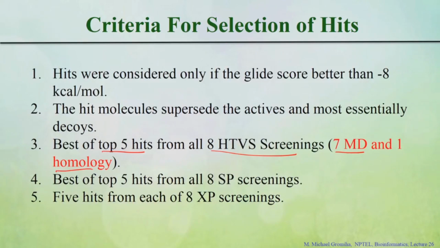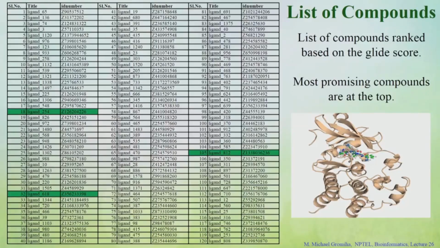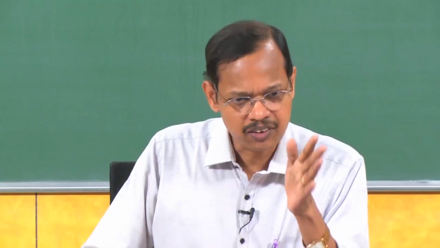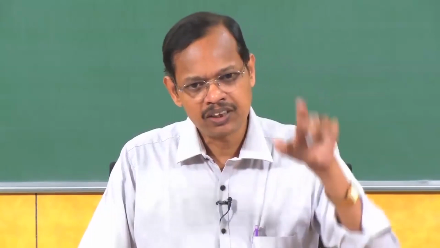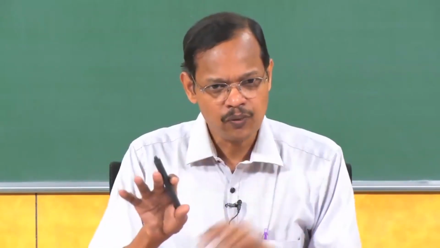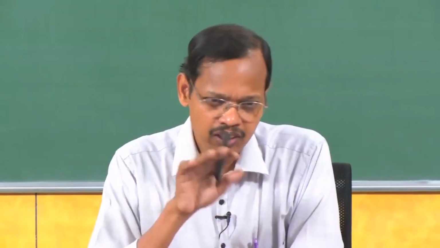So, we will get 40 hits for the virtual screening. Likewise, 40 from the standard precision and 40 from the extra precision. So, totally we will get 120 ligands. You can see the 120 ligands, right. We have the MD derived structures 7 and the homology model structure 1, so 8 proteins, and on the other side we have the ligands. We have 3 different types of screening methods, and in each method we take the top 5. That means 8 proteins times 5 equals 40, and for each screening method 40, 40, 40, that will be 120.